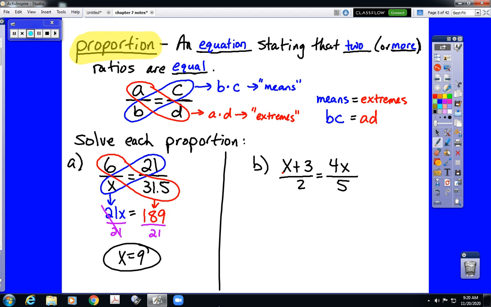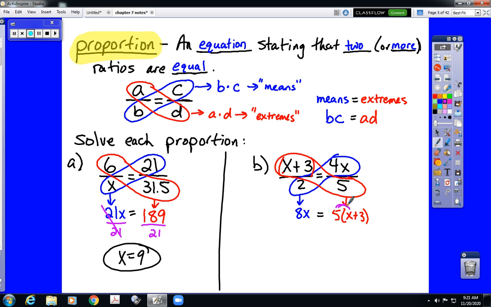On letter B, same idea. We cross multiply. 4x times 2 is 8x. And here's where we run into a problem if we're trying to come up with a shortcut. The other side is 5 times the quantity x plus 3. I want to see that equation. I want to see it before you distribute.